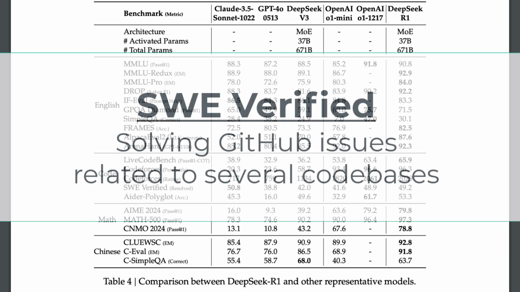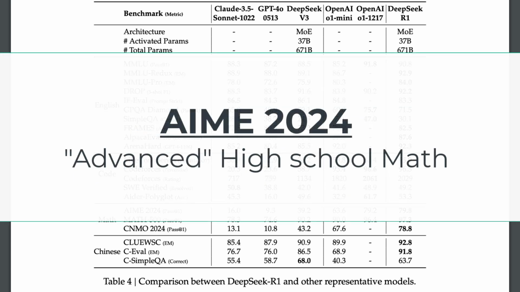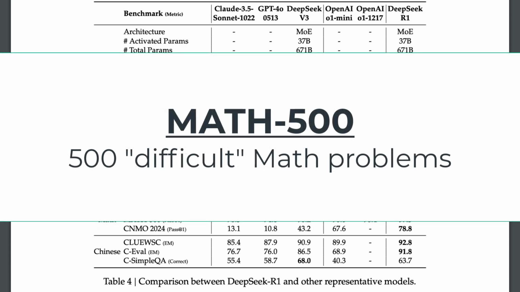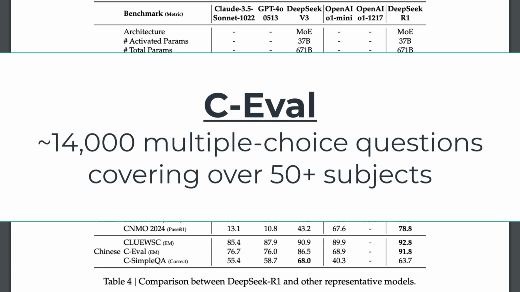SWE Verified consists of solving GitHub issues related to several code bases, most of which are written in Python. AIME consists of advanced high school level math problems. Math 500 consists of 500 quote unquote difficult math problems. And CEVAL is the Chinese equivalent of MMLU, if I'm not mistaken.